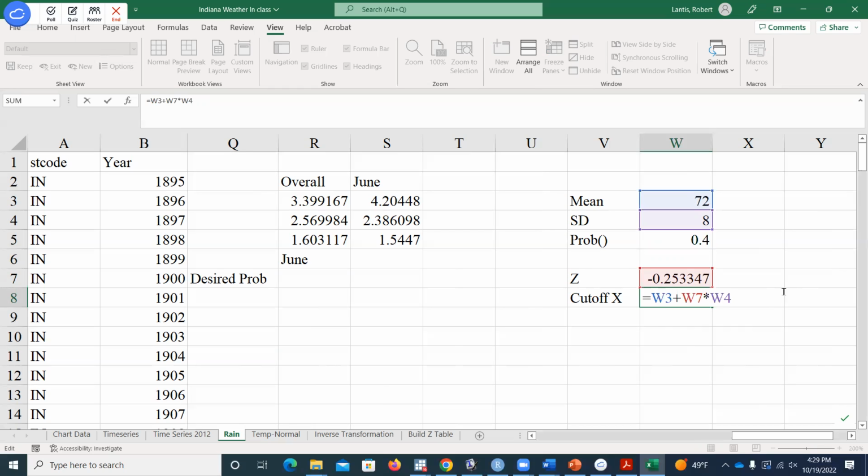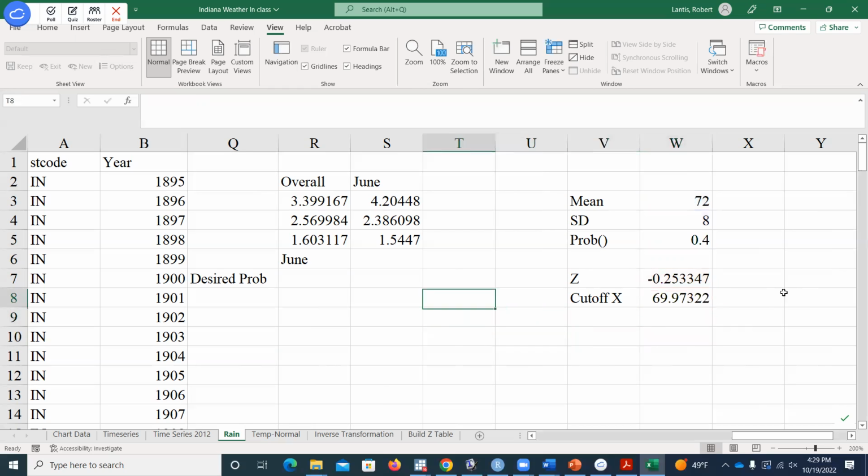So how could I do this with the rainfall data? Maybe I want to know, in June, what's the cutoff value for rainfall such that there's a 33% chance I'll see that amount of rainfall or anything below it? So the desired probability I want is 0.33. Whatever cutoff value for rainfall I'm looking for is going to be the cutoff for the bottom 33%. So let me give you a visual to go along with this as we work through Excel.